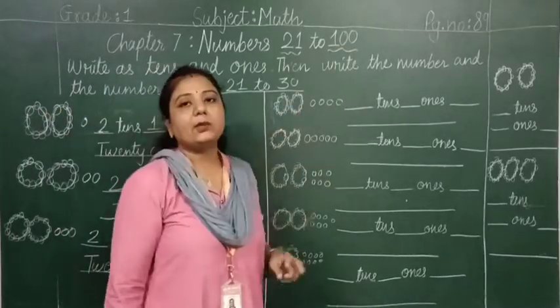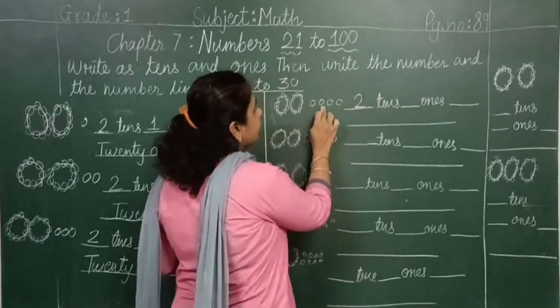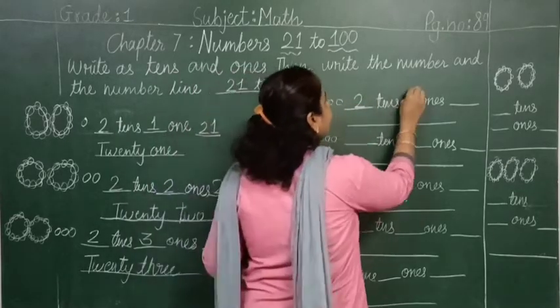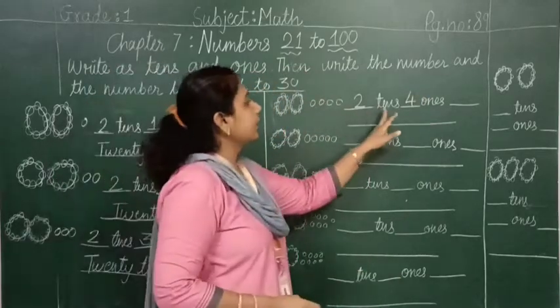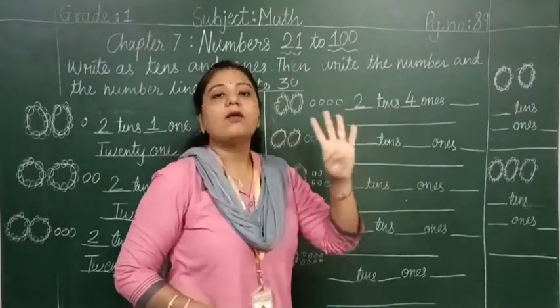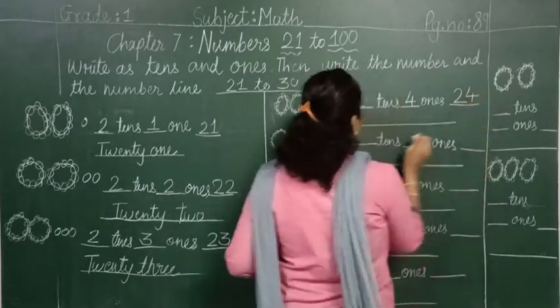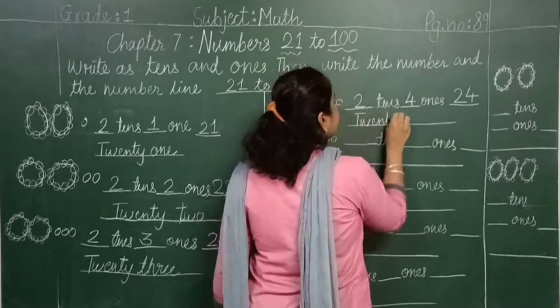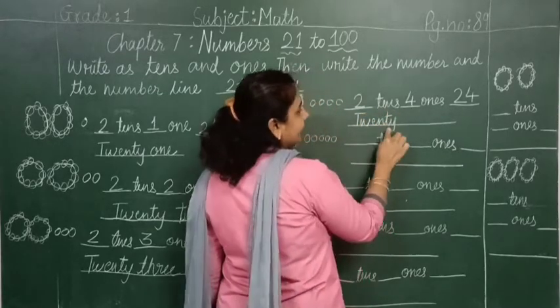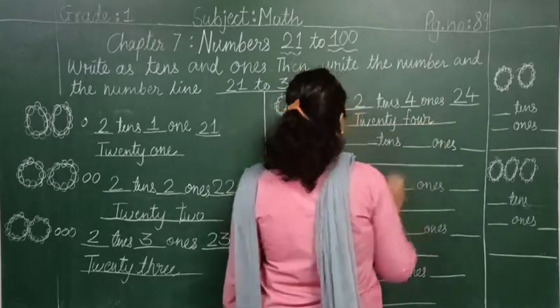After that, 2 tens. How many ones? 1, 2, 3, 4. What will you write here? 2 tens and 4 ones. It means 24. And the spelling? T-W-E-N-T-Y, 20, F-O-U-R, 4.